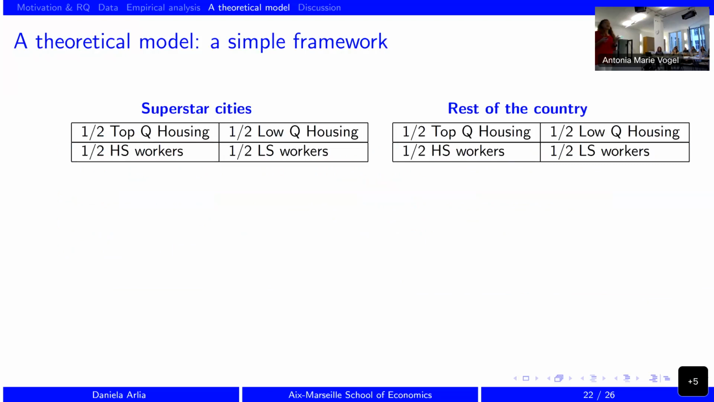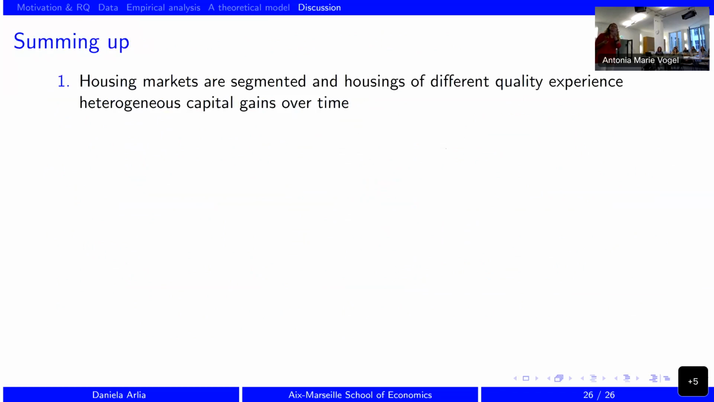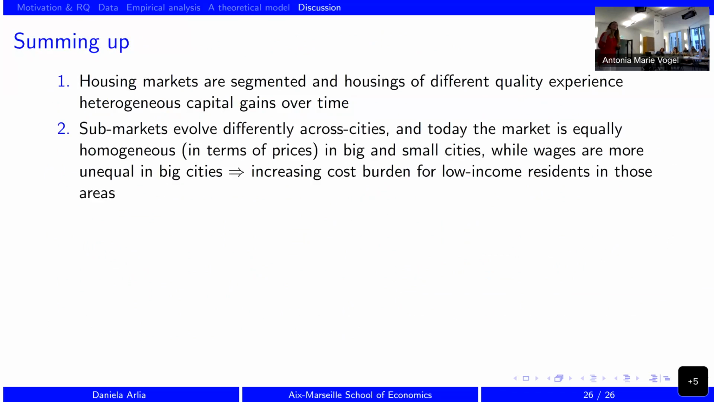I don't think I will have time to go to the framework of the theoretical model, so I will just sum up what I presented so far. First, the housing markets are segmented, and housings of different quality experience heterogeneous capital gains over time. The submarkets within cities evolved differently, and today the market is more homogeneous in terms of price. It's equally homogeneous in terms of prices in big and small cities, while wages are more unequal in big cities.